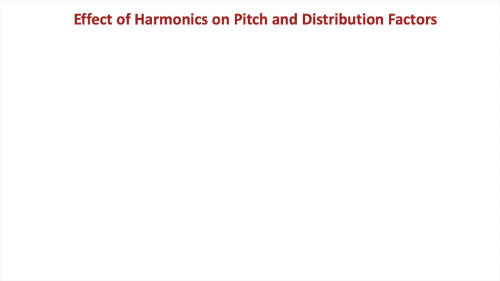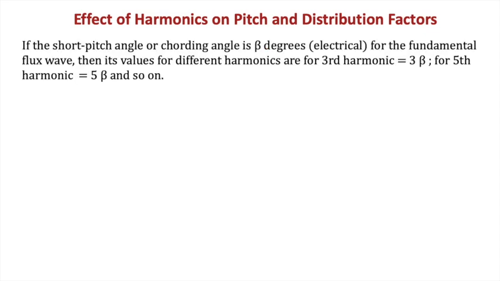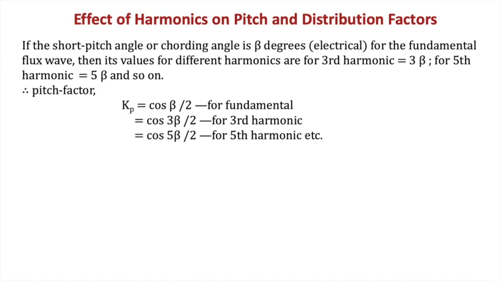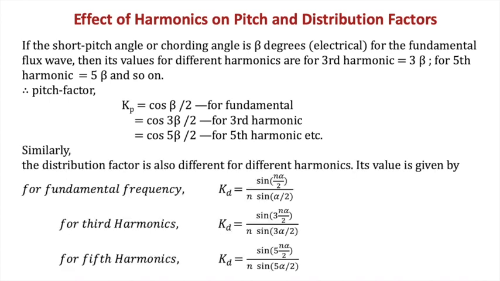Now what is the effect of harmonics on pitch and distribution factors? If the short pitch angle or chording angle is beta for the fundamental flux wave, then its value for different harmonics will be 3 beta for the third harmonic, 5 beta for the fifth harmonic, and so on for higher order harmonics. So the pitch factor will have Kp equal to cos(beta/2) for the fundamental, cos(3 beta/2) for the third harmonic, and cos(5 beta/2) for the fifth harmonic.